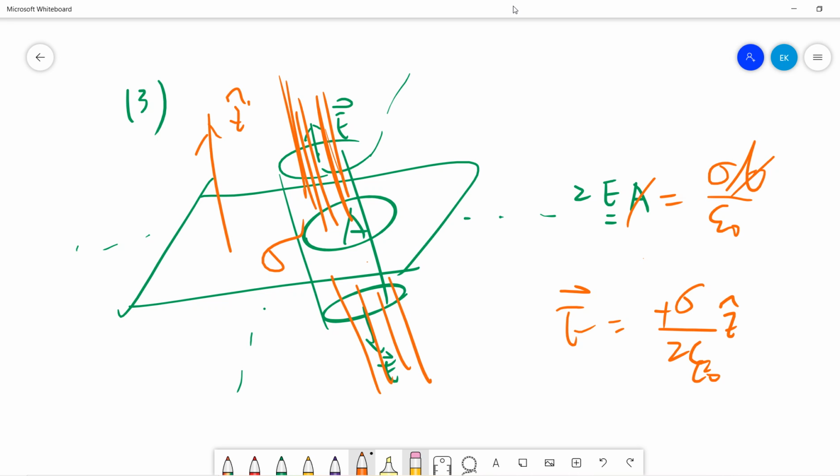Okay, so these are three very easy applications of the Gauss law. For the next video, maybe we can prove the Gauss law, and I will see you guys in the next videos.